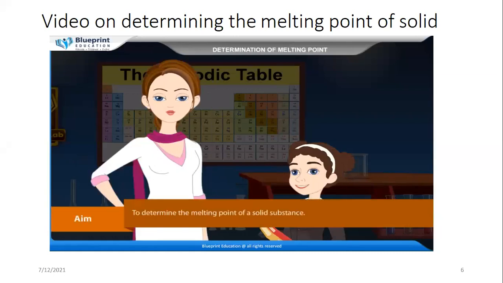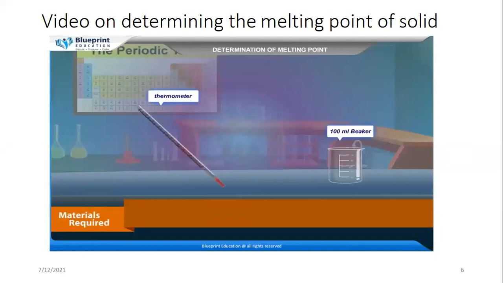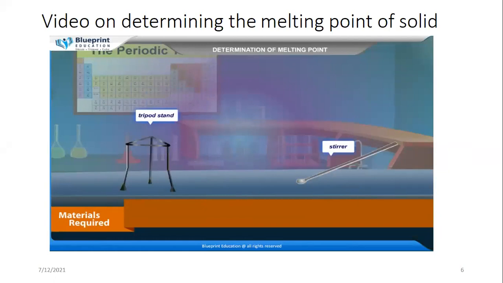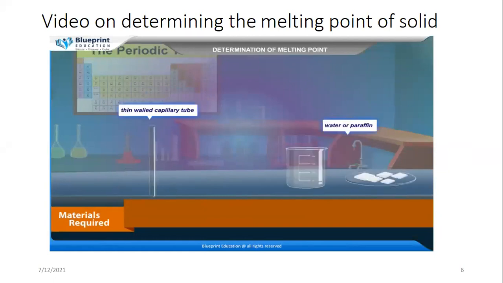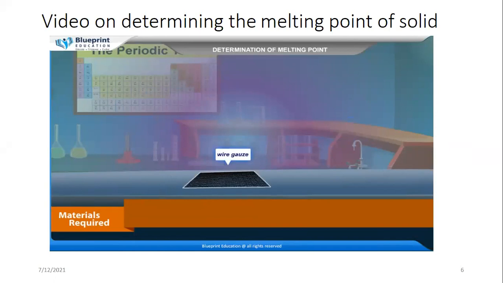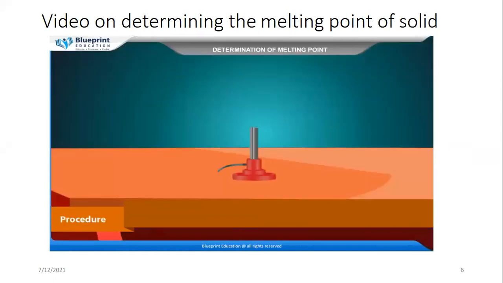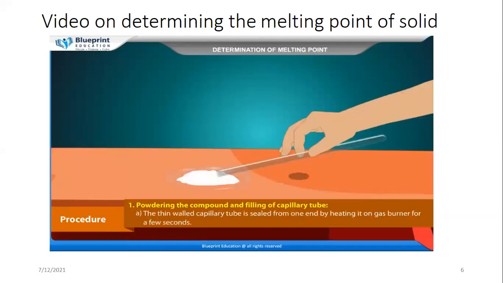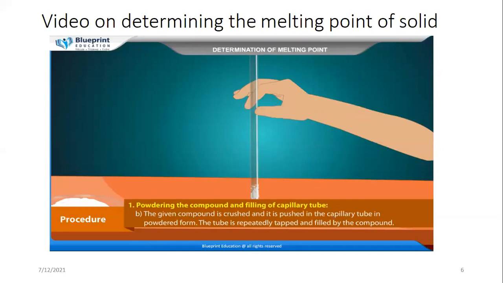Aim: to determine the melting point of a solid substance. Materials required: thermometer, 100 ml beaker, tripod stand, stirrer, thin-walled capillary tube, heating medium, water or paraffin, wire gauze, etc. Procedure: powdering the compound and filling of capillary tube. A. The thin-walled capillary tube is sealed from one end by heating it on a gas burner for a few seconds. B. The given compound is crushed and it is pushed in the capillary tube in powdered form. The tube is repeatedly tapped and filled by the compound.